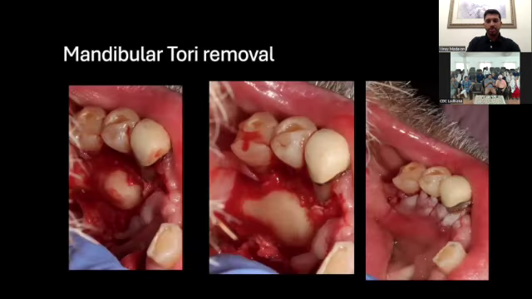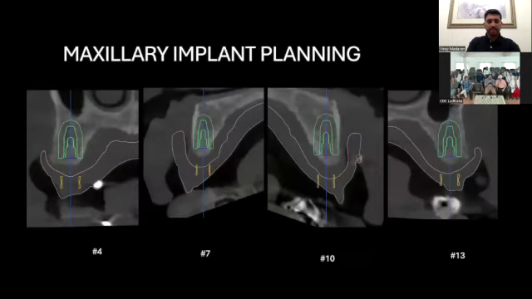What we do is something called a dual scan. With the dual scan, we place some gutta percha or some kind of radiopaque markers on the denture. You have the patient do two scans. One scan is with the patient wearing the denture. You also want to make sure that the intaglio of the denture fits against the tissues very intimately.